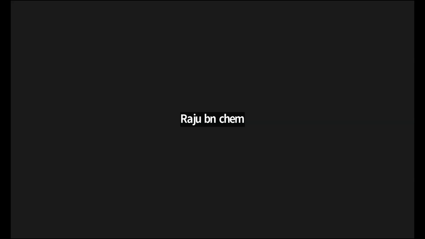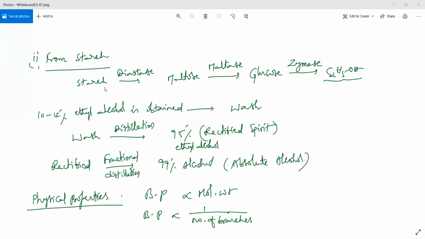The next method is from starch. How can we prepare it from starch? Now this is starch. When it interacts with the diastase enzyme, it gives maltose. Maltose on interaction with maltase enzyme gives glucose. Then glucose on interaction with zymase gives ethyl alcohol. The obtained 10 to 12% ethyl alcohol is called wash or wort.